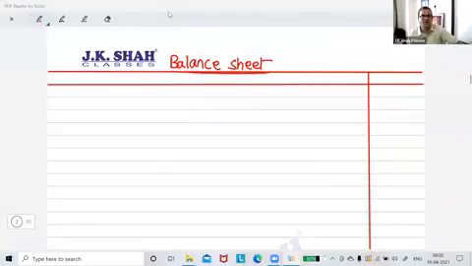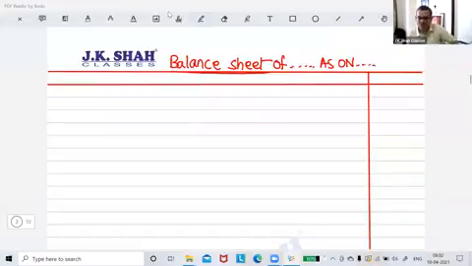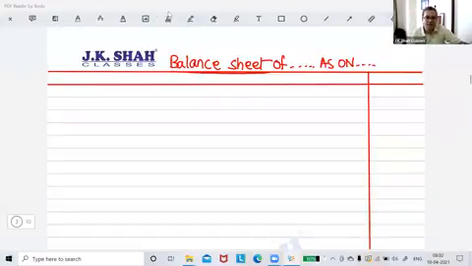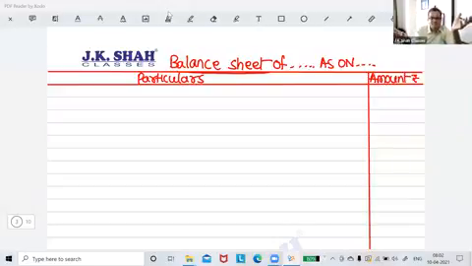We can always write all the formalities: balance sheet of dash as of dash. You can write everything: particulars, amount, amount in rupees. Generally what you do, you put the balance sheet into two parts, assets and liabilities, right? But now here, you know what we are going to do? Something different. Not that way.